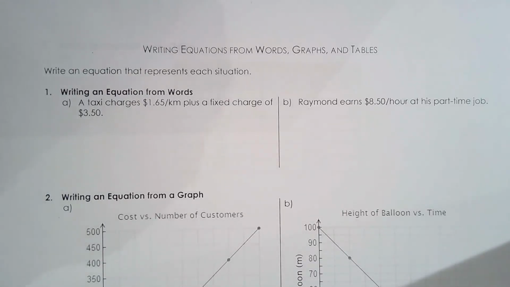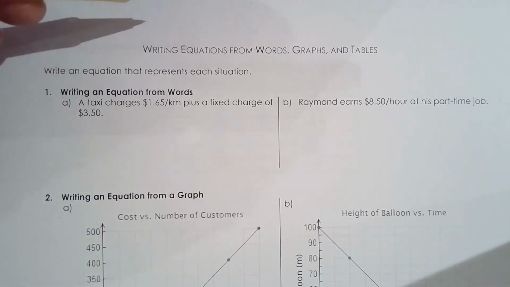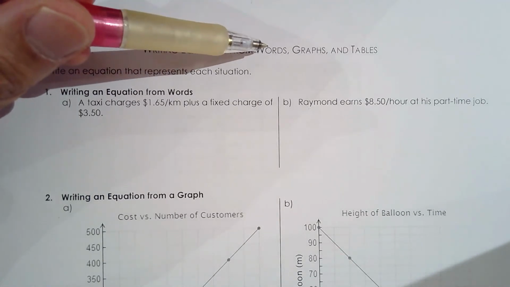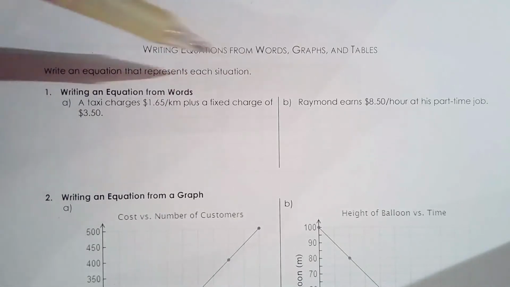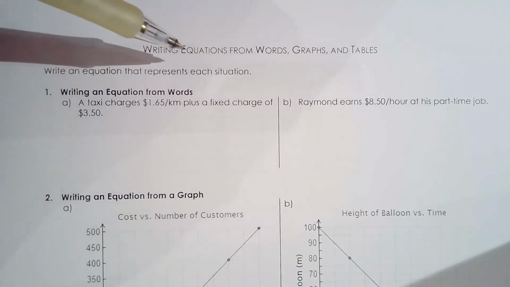Okay, so in the previous lesson we talked about the equation of a linear relation, which is in the form of y equals mx plus b. M is our rate of change, b is our vertical intercept or our initial value. Okay, so if you have the m and b, you can write the equation of the line. So we're gonna write the equation from words, graphs, and tables. These are basically our four representations of the linear relation.